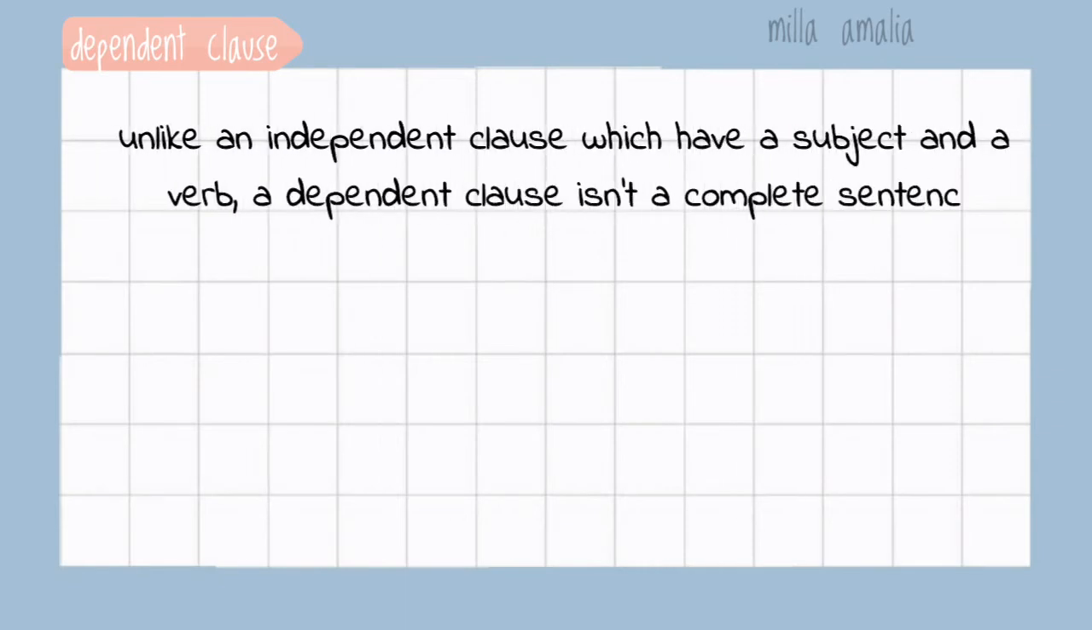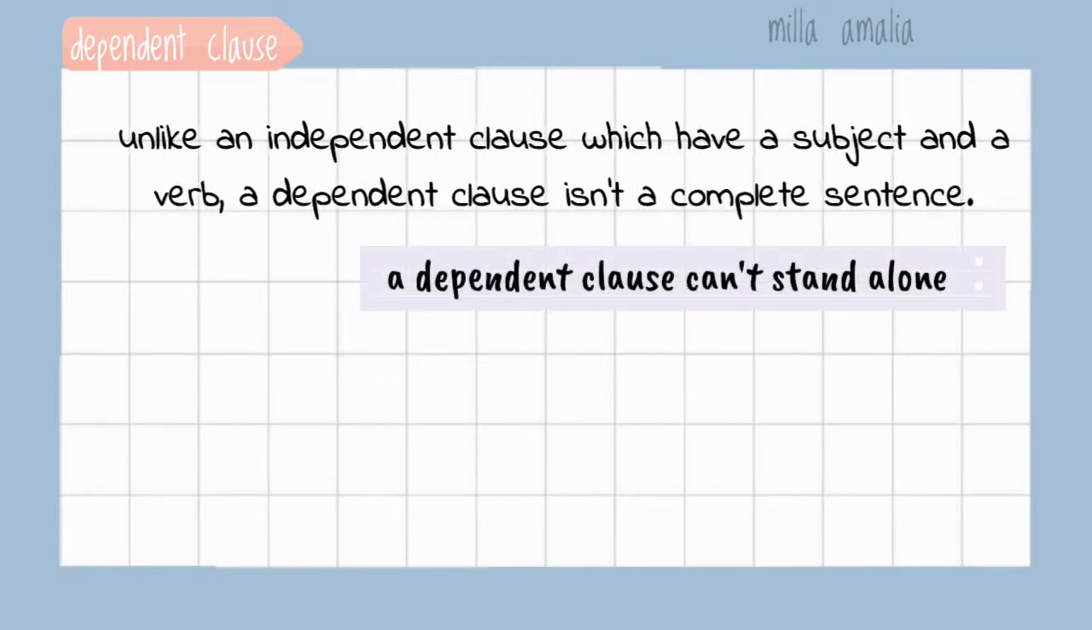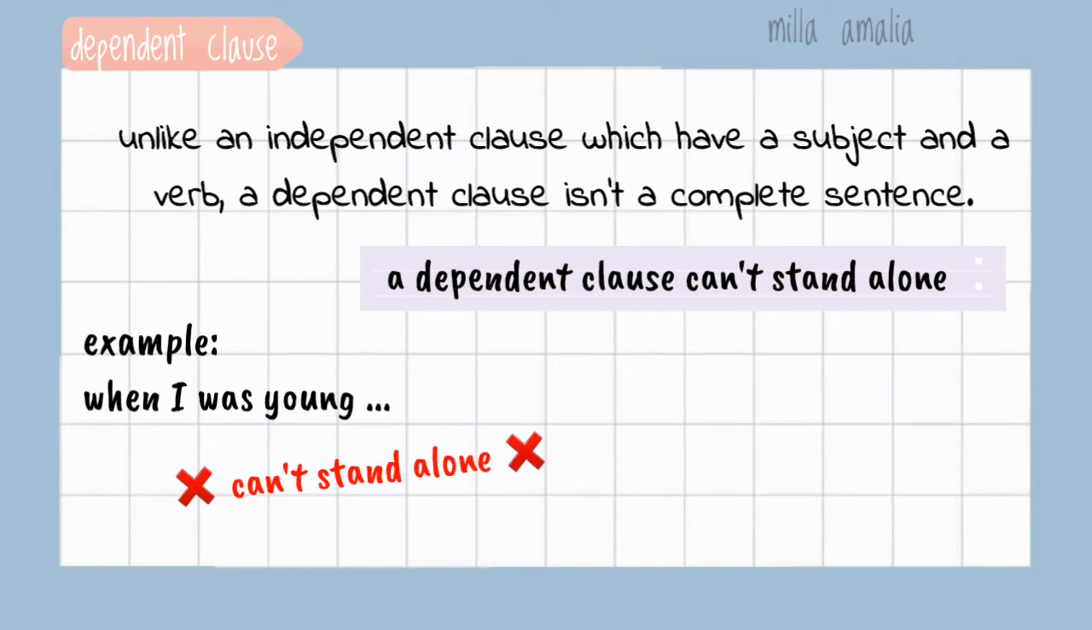And next is a dependent clause. Unlike an independent clause, which has a subject and a verb and is a complete sentence, a dependent clause is not a complete sentence. A dependent clause cannot stand alone. The example of a dependent clause: when I was young. This example cannot stand alone as a sentence without being accompanied by other clauses or phrases.